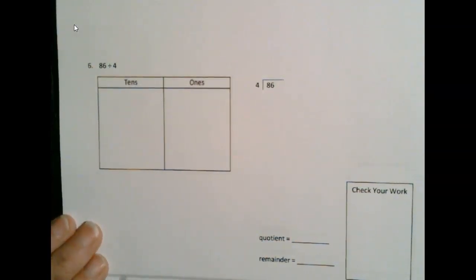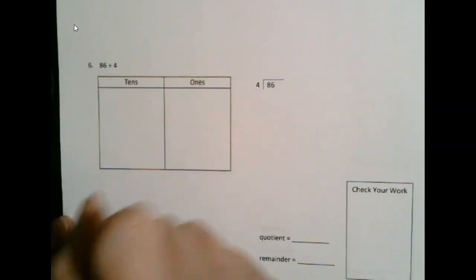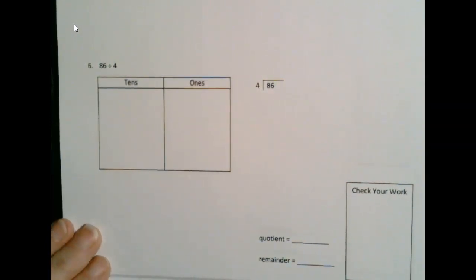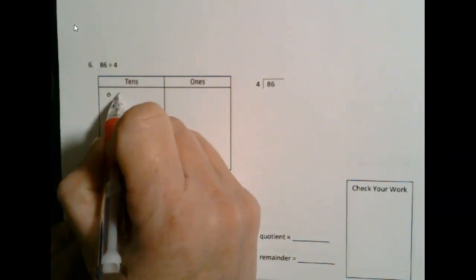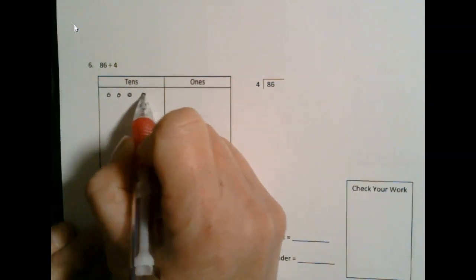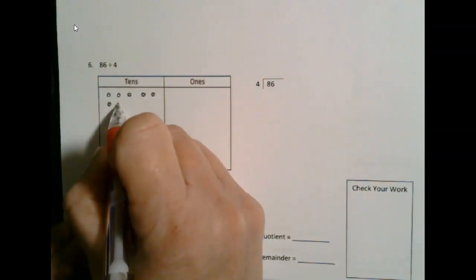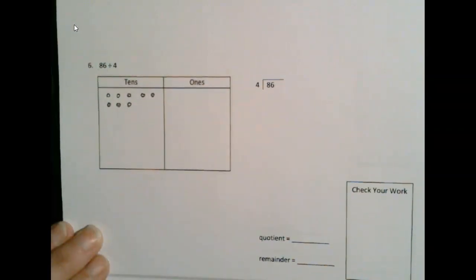Guys, I know some of you love to draw your groups, and then you want to draw 80 dots. And then it takes forever to count how many dots are in each group of 4. You don't need to do that when you're using the place value chart, because you know that this 80 is the same thing as having 8 tens. So you just draw your 8 tens in your tens column. Now, isn't it a lot easier to draw 8 dots than to draw 80 dots? So I want you guys to think about that as you're working on this, okay?